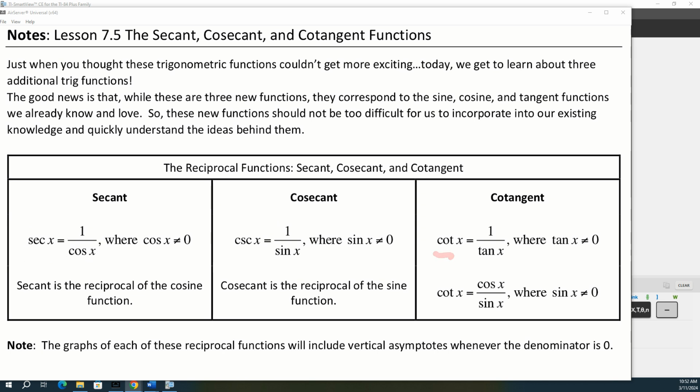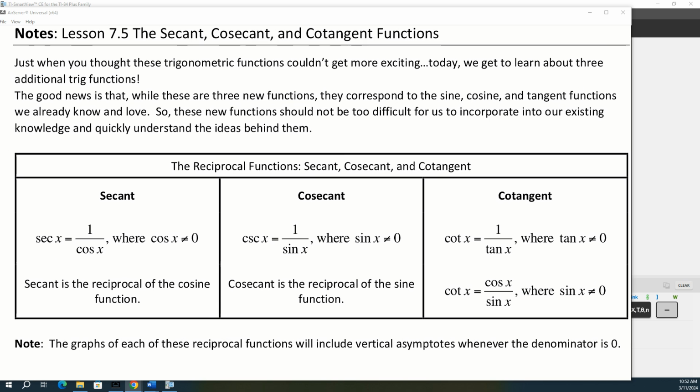It's easier to remember those because they sound so similar. But the cotangent is the reciprocal of the tangent, and anywhere that tangent is 0, the cotangent is going to be undefined. Another way we can write cotangent is the cosine of x over the sine of x. It's just another option for you.